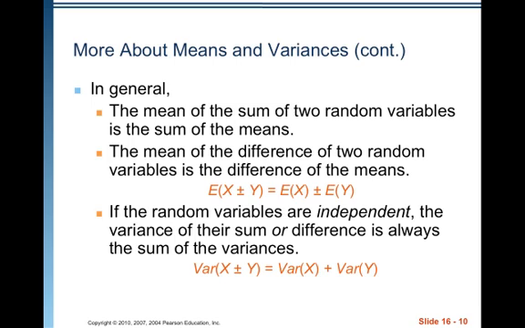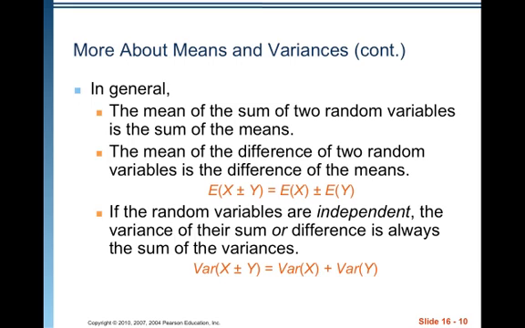So in general, the mean of the sum of two random variables is the sum of the means. Okay, so this isn't adding or subtracting a constant. This is you're doing two random variables. The mean of the difference of the two random variables is the difference of the means. So E of x plus or minus y is E of x plus or minus E of y.